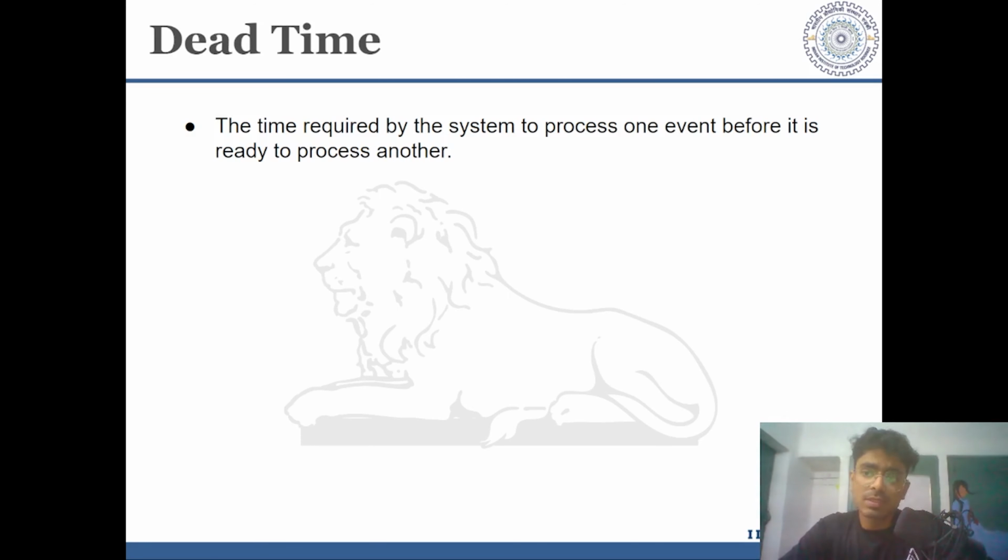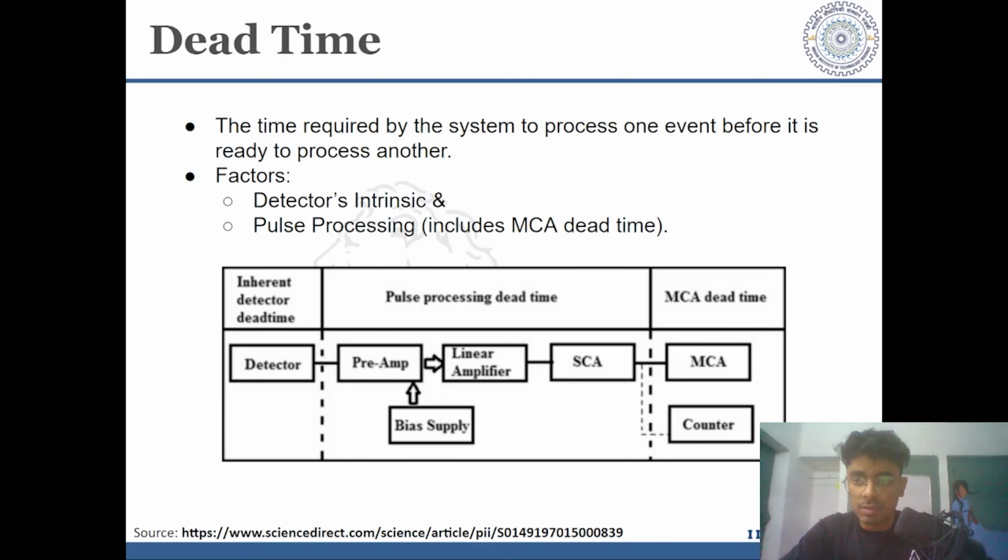A minimum separation time is required for two radiation events to be recorded in radiation detectors. This separation time is called the dead time of a detection system. There are two factors which affect the overall detection system dead time. First one is detector's intrinsic, which depends on geometry, materials, and design of the detector, as well as operating conditions such as applied voltage and temperature. The second one is pulse processing dead time, which also includes the MCA dead time. The pulse processing dead time is associated with the electronic circuitry of the detection system.